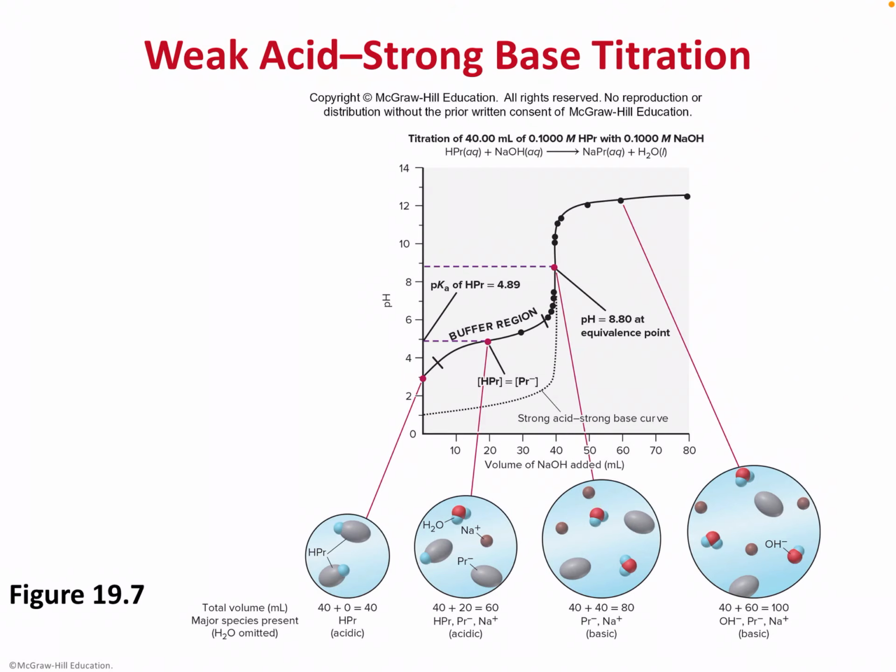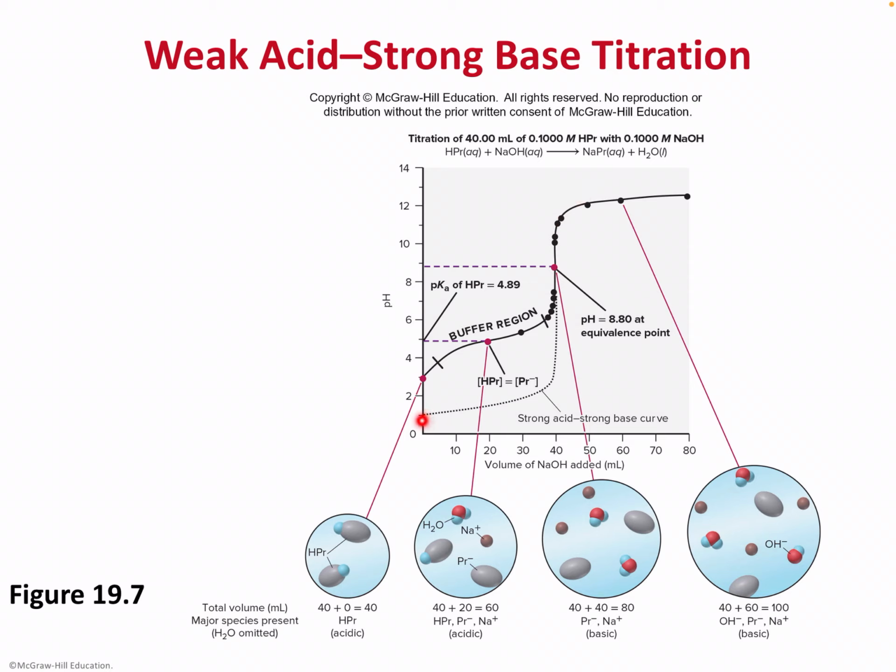Okay, so in this part we're going to talk about weak acid strong base titration. In the previous section we talked about strong acid strong base. Now we're going to look at a weak acid and a strong base. This is the graph that we're going to be getting, and the dashed one indicates how a strong acid strong base titration curve would look.